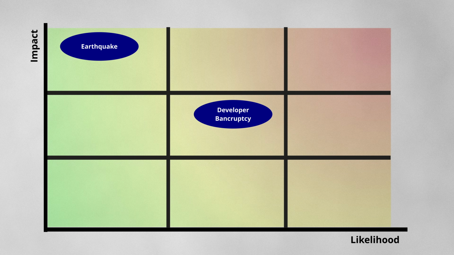For the bankruptcy of my developer, I assess the likelihood as medium and the impact as medium. While an earthquake destroying my whole property would have a very high impact, but depending on the region, it is most likely very low. And only in few regions it should be considered at all. Plot your risks in a matrix with likelihood and impact. And only when impact and likelihood is at least medium, you should consider these risks for further treatment.